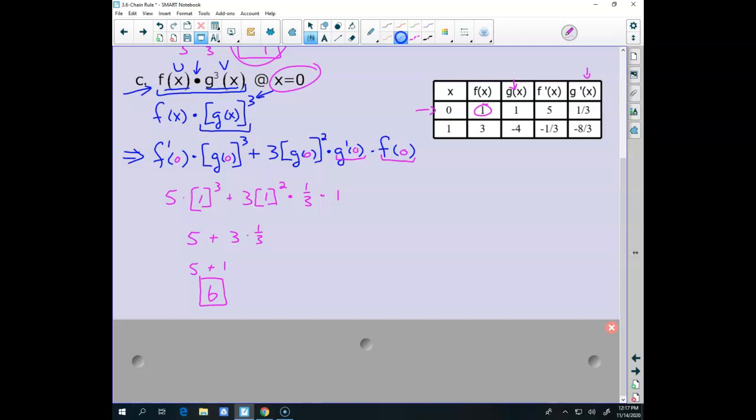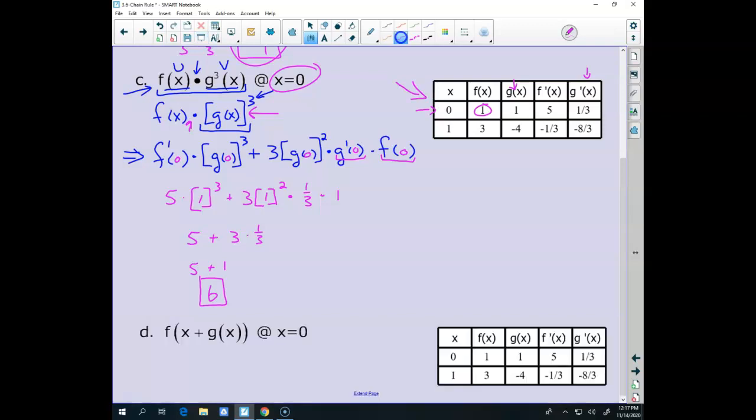But what are they doing? They're testing, do you symbolically know how to take the derivative of a composition function and a product at the same time, symbolically, and come to a table of values where they didn't give you the function and they're just giving you functional values and derivative values at certain points?